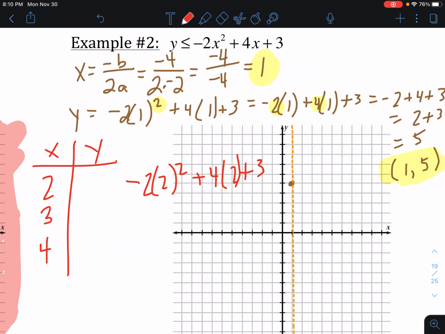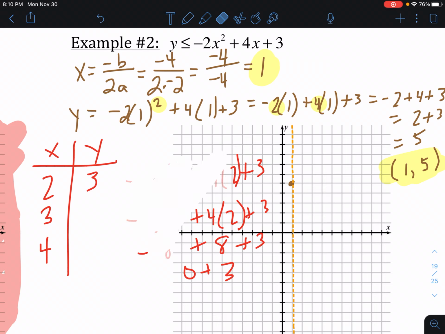Exponent always first. Remember PEMDAS, exponent before multiply. So 2 squared gets 4. Now I can multiply, multiply, and then I can add, and that will be 0 plus 3 is 3. So erase all of that.